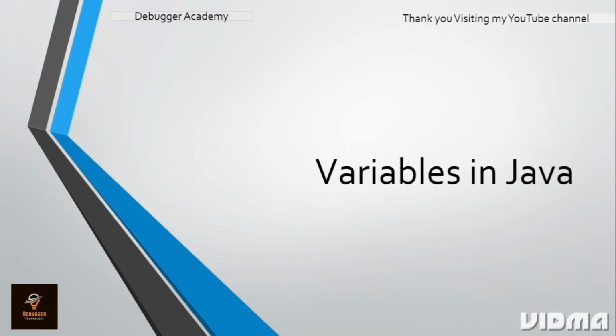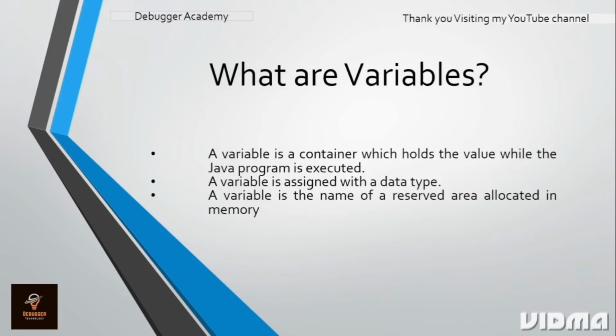Okay, now what is a variable? A variable is a container which holds a value while a Java program is executed. Whenever you write a Java program, you will have to declare a variable before using that variable.